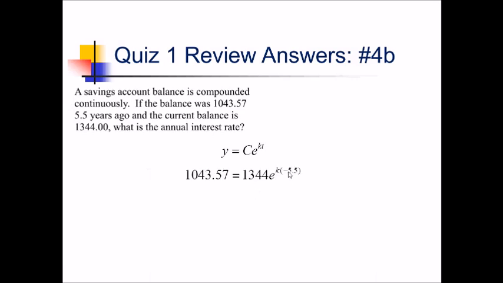All right, to solve for k now, I have to isolate the exponential term, so I'll divide both sides by 1344. And now to get rid of that e, to get these out of the exponent, I have to take the ln of both sides. So that's ln of this fraction equals, well, ln of e just cancels it out, so this is just negative 5.5k on the right side. All I have to do now is divide by negative 5.5.